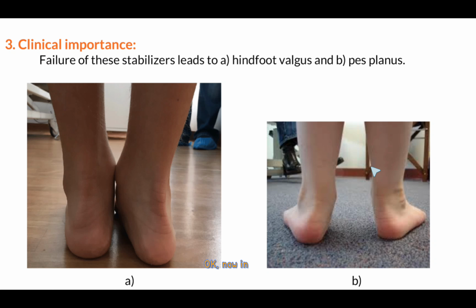Okay, now in pes planus you can see what is there. This pes planus is also known as flat foot, and what is happening here is that there can be loss or flattening of the medial longitudinal arch. If either of these things happens, the child will experience a flat foot. So the other name for flat foot is pes planus.